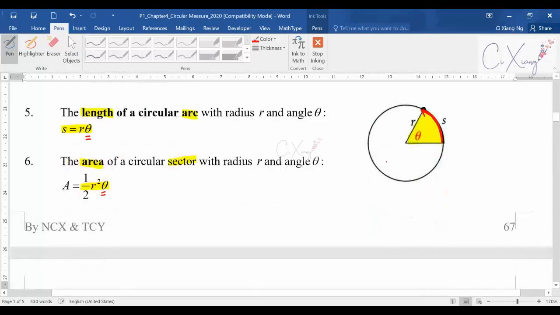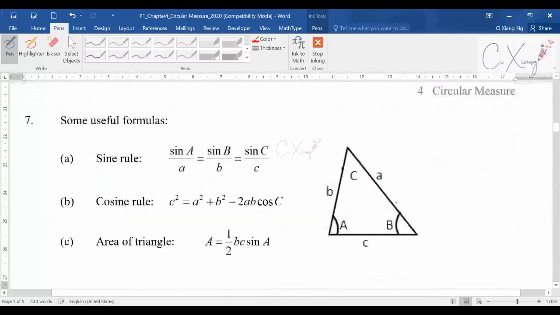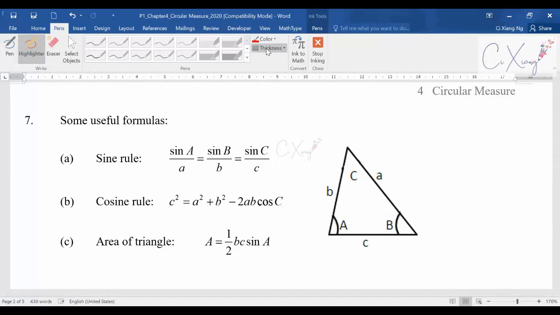All right. Then besides these two important formulas, and I think I told you in the previous video also, there are some useful formulas in this chapter. There are sine rule, cosine rule, and also the area of triangle. Just make sure that you know how to refer to the triangle and how the formula looks like. I'm not sure whether they will give these three formulas to you in the formula booklet or not. Maybe you can have a look.